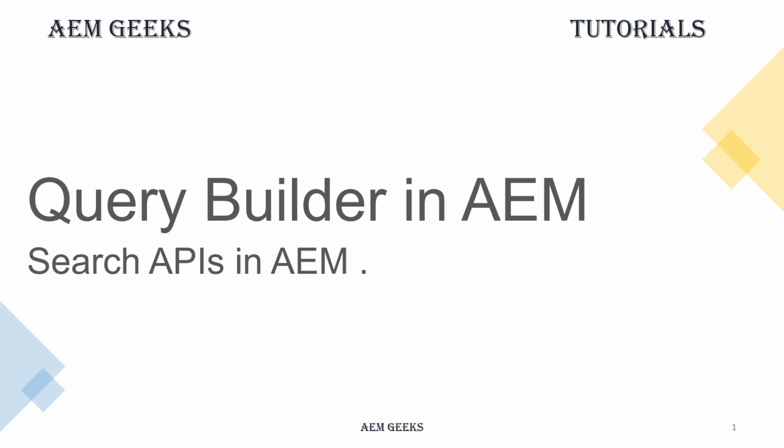Hi, in this tutorial I'll talk about Query Builder. If you talk about the search API in AEM, there are two main options available. One is the Query Builder API, and another one is JCR SQL2. There's one more, XPath, but that is derived from Query Builder itself, so I'll talk about that sometime later.